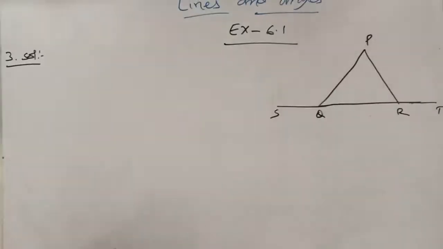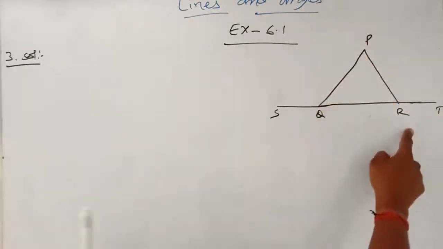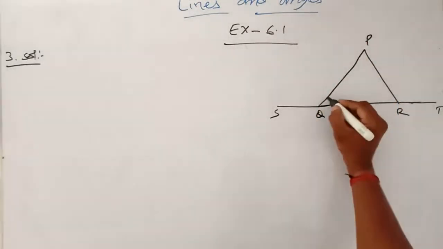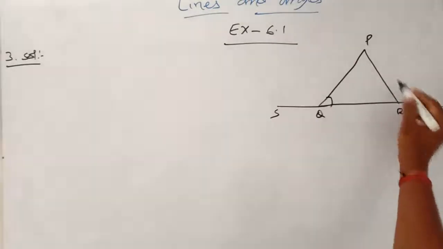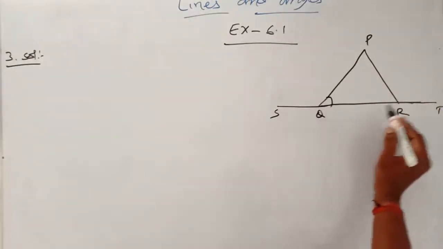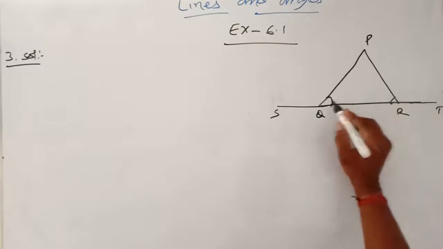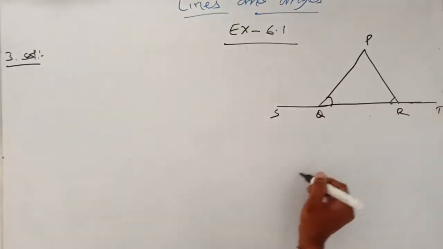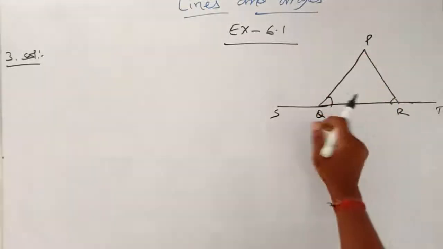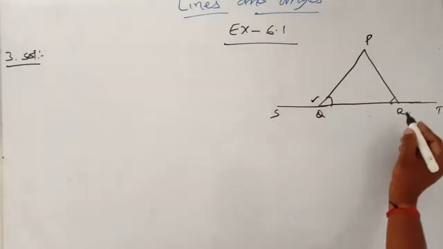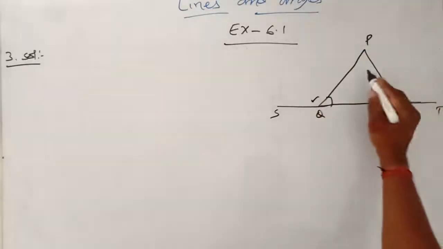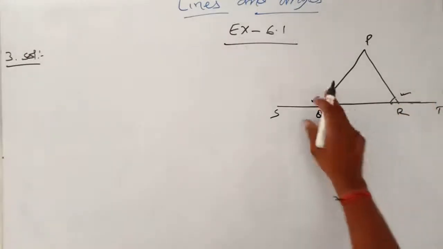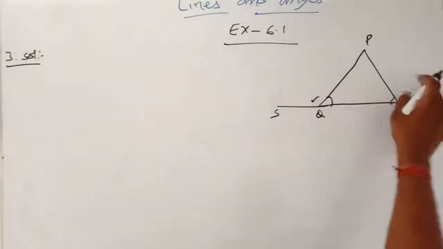Children, the next question is, in the figure, angle PQR is equal to angle PRQ. So here these two angles are equal, and I have to prove that angle PQS is equal to angle PRT. That means here these two exterior angles are equal.